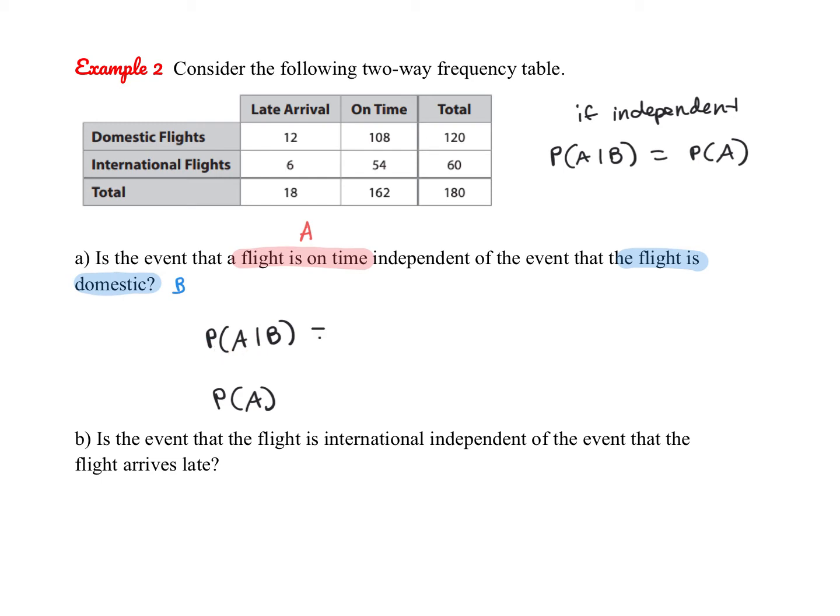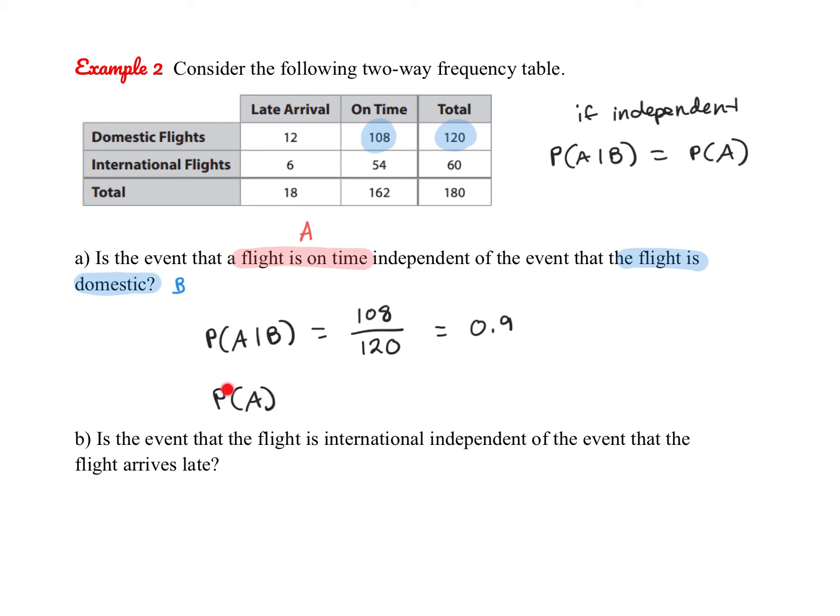So to find the probability that event is on time, given that the event is domestic, so remember here we're only looking at the domestic flights, so the total number of domestic flights is 120, that's our condition, and the total number of on-time flights that are also domestic is 108. So it'd be 108 out of 120, which is a probability of 0.9 or 90%.